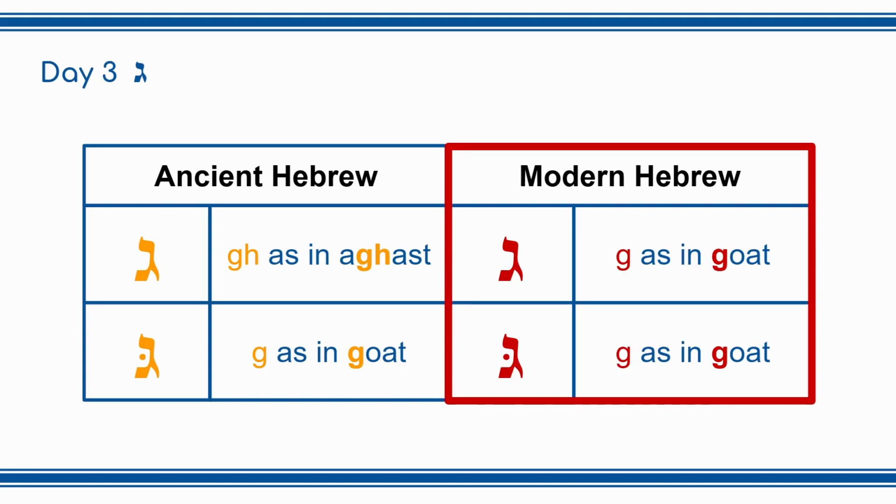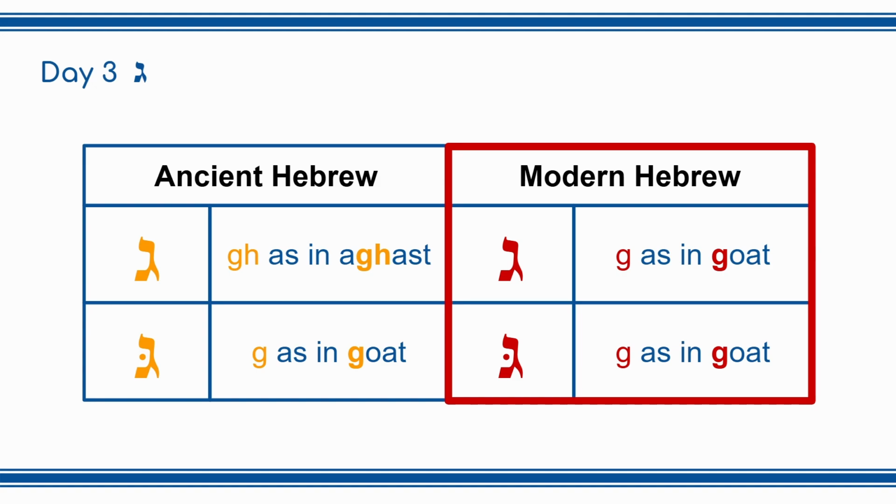So whether there's a dot in Gimel or no dot in Gimel, Gimel will always make the sound G, as in goat. Okay? And I'm kind of glad that it does that. I do not know how to isolate the GH sound anyway.